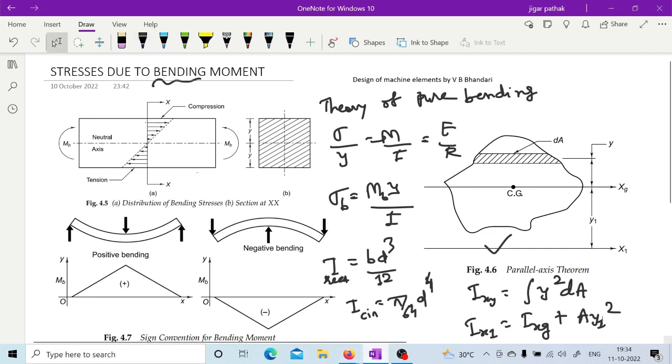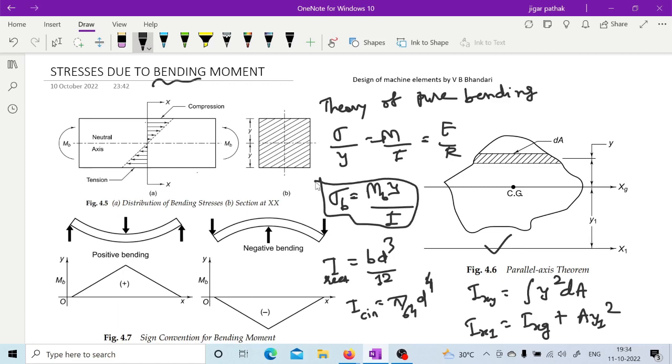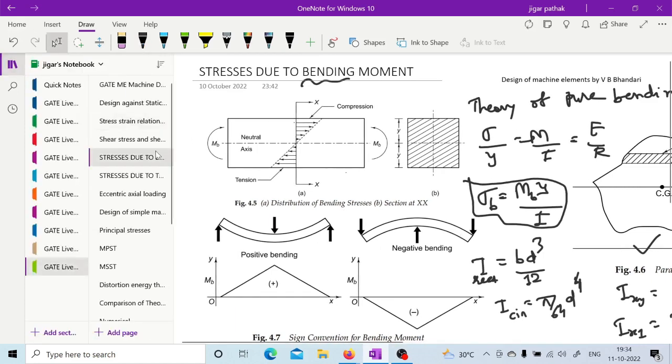So this is how you have stress generated because of bending of the component. This is how this kind of stress is acting or present in your machine element.